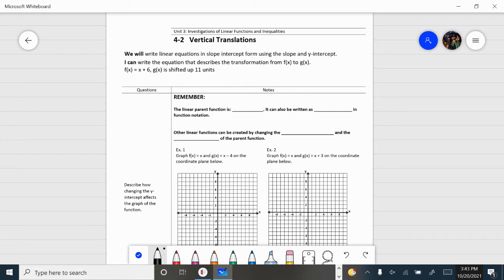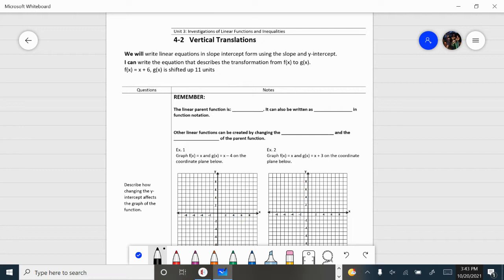Hey guys, so today we're talking about vertical translations of a line. Okay, we're going to write these linear equations in slope-intercept form using our slope and our y-intercept, but we're looking at what happens when we have different y-intercepts and how that affects the graph of the line.